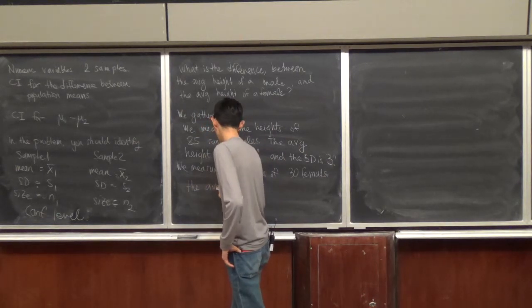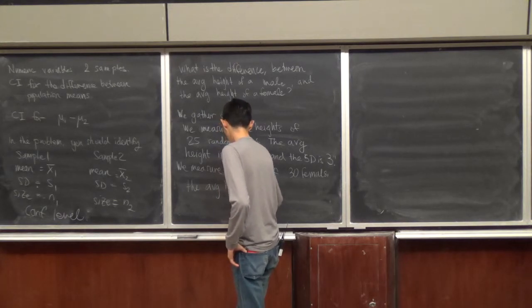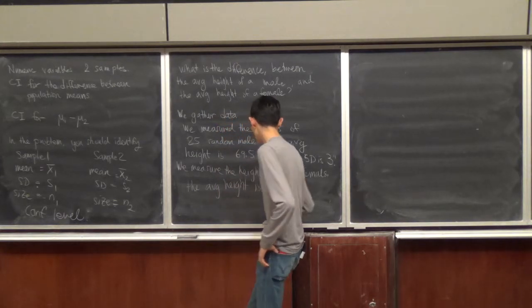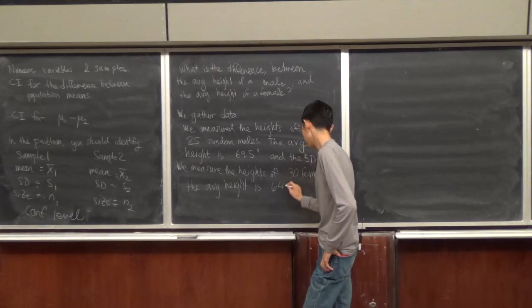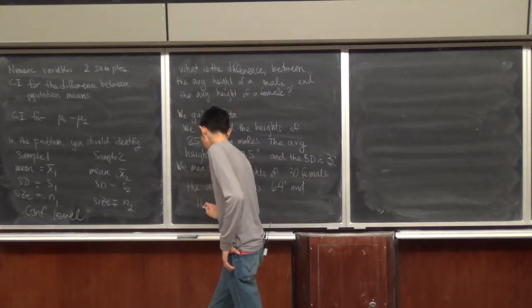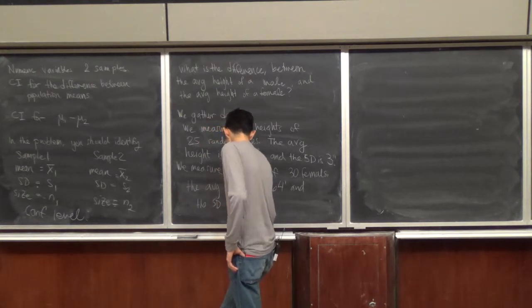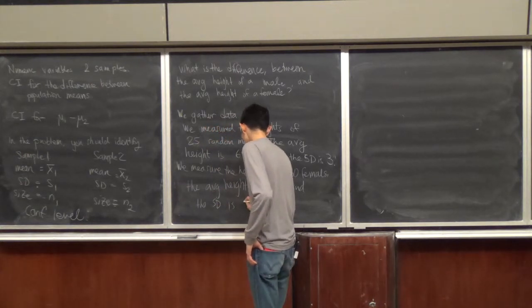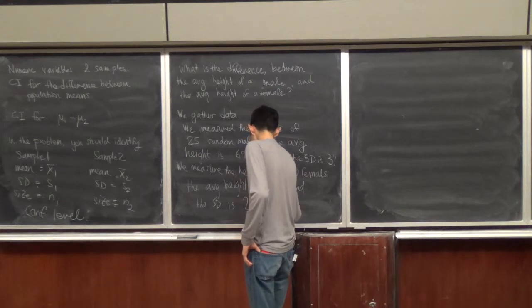Average height is 64 inches, and the standard deviation is 2.8 inches.